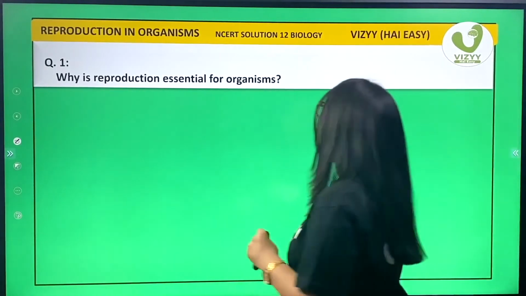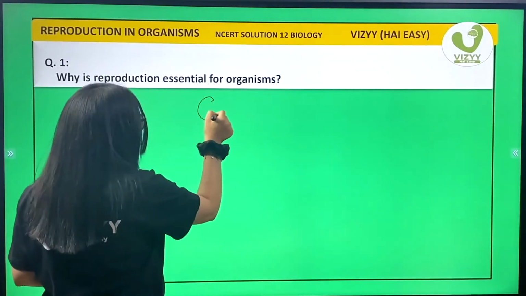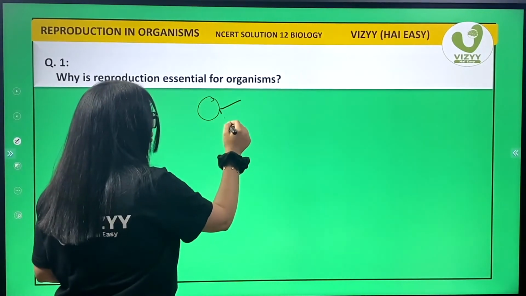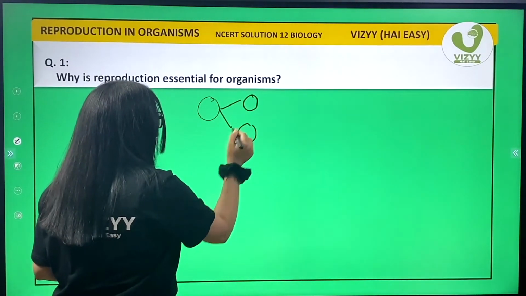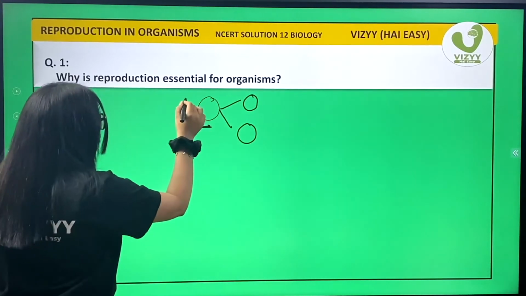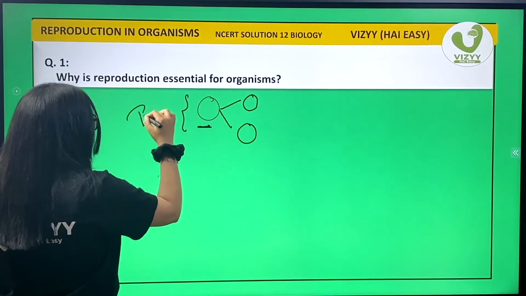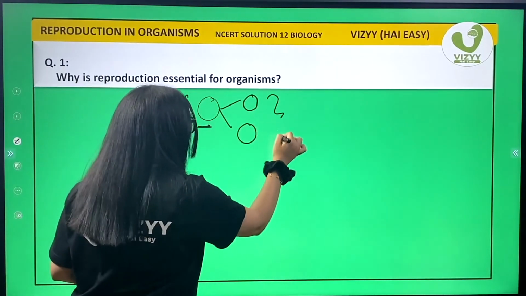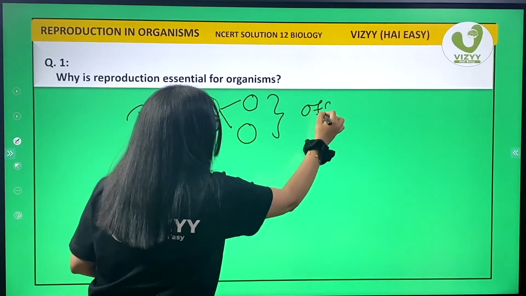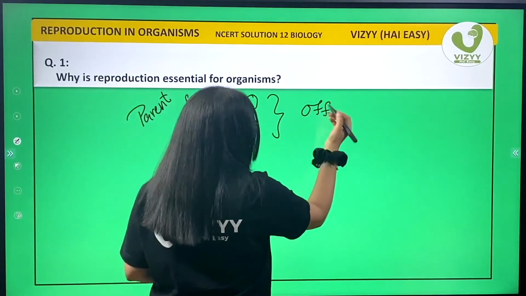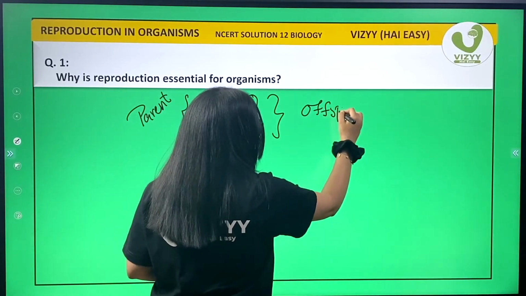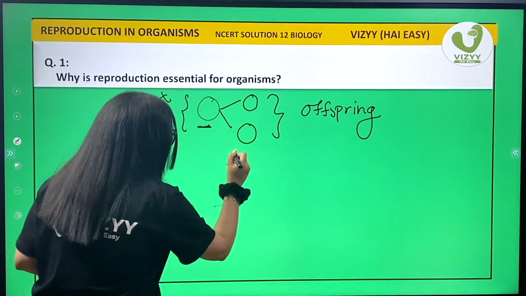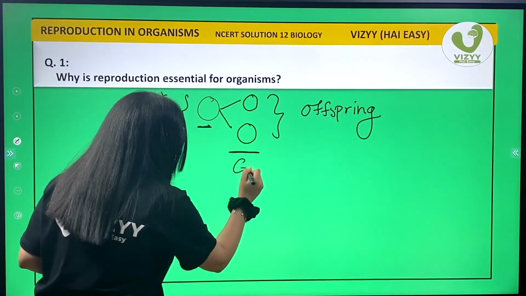Now, remember that this is an organism. Okay? It reproduces. So it gives rise to two similar organisms. This here becomes the parent and these organisms become offspring. Offspring or daughters, daughter generation. So this becomes generation 1.